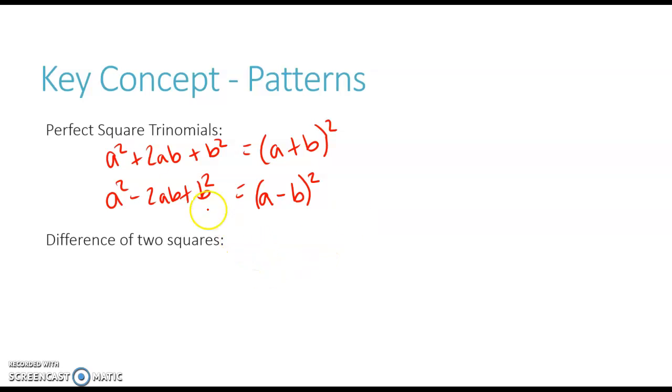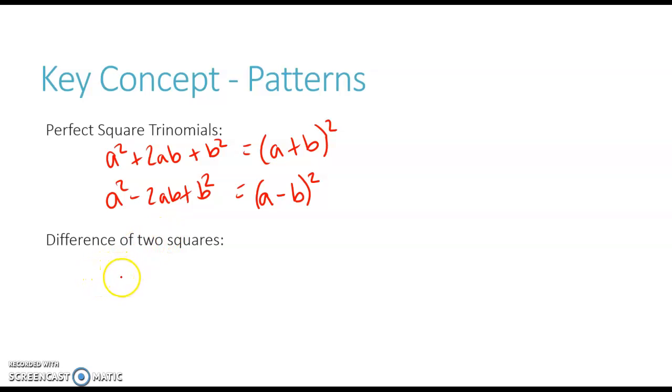And again, it has to be that our a and our b are both squared, but if I take the square root of each of those, multiply them by each other and then times 2, I'll get the middle number. And we'll get some practice with that in just a second.